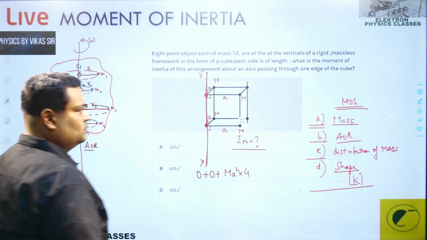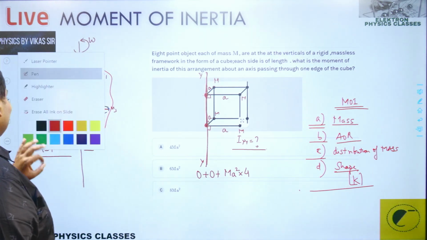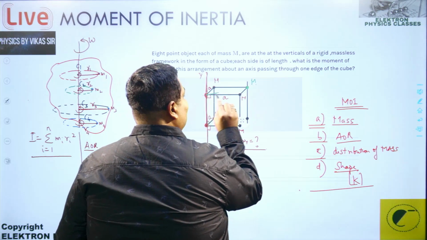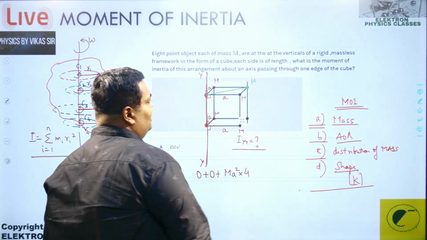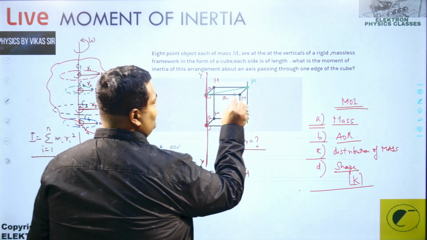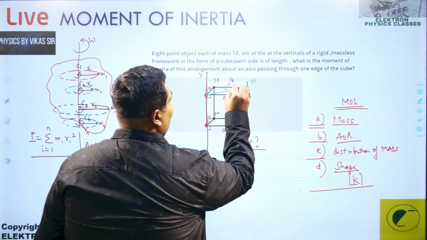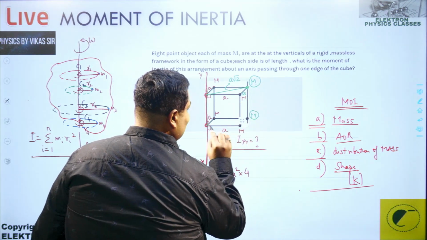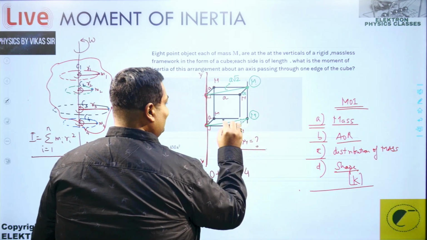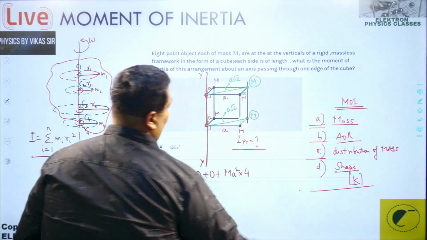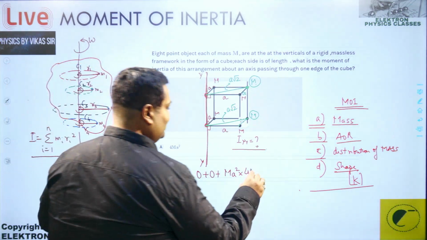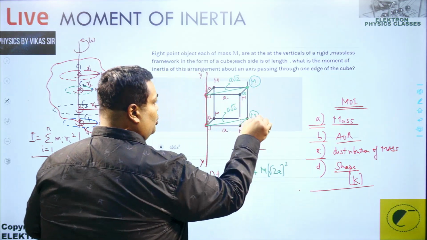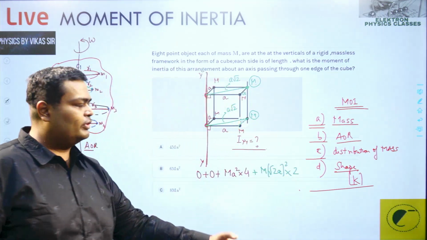So 6 particles are gone. The 7th and 8th are supposed to be these particles. This one. And this is the distance, the perpendicular distance. What is the perpendicular distance over there? That is the hypotenuse. If this side is a and this side is a, this will become a root 2. This is for the 7th particle and this is for the 8th particle. The perpendicular distance once again is a root 2. So the moment of inertia for these will be plus m into root 2 a whole square, for the perpendicular distance, and 2 particles, so multiplied by 2.